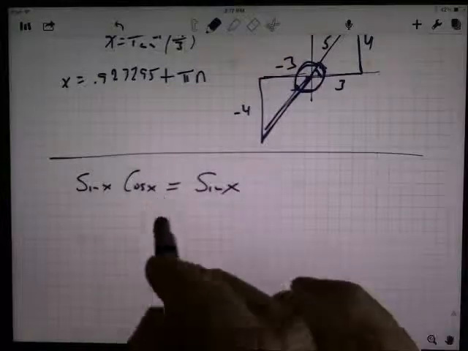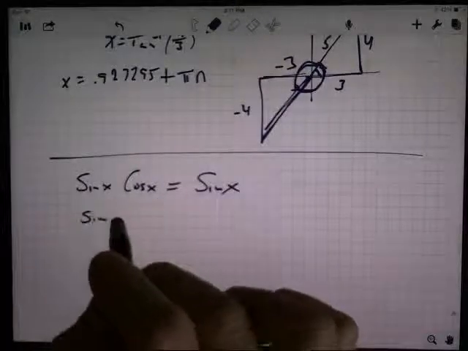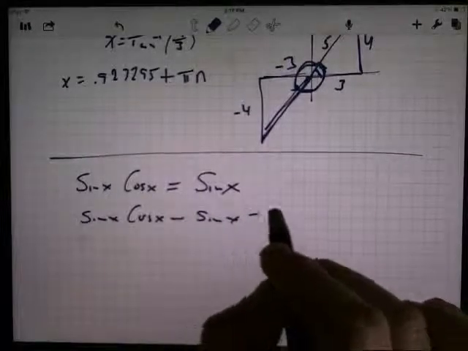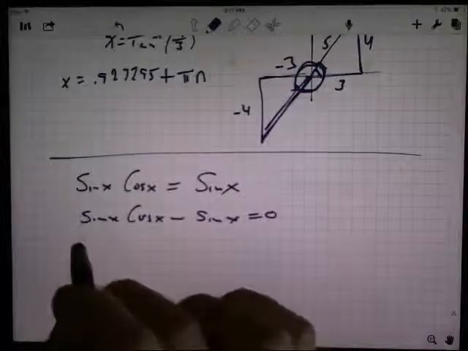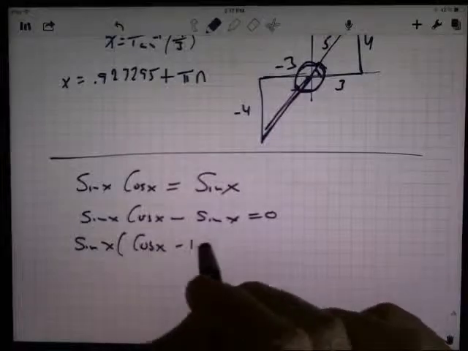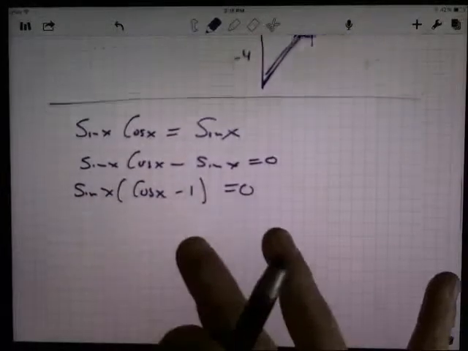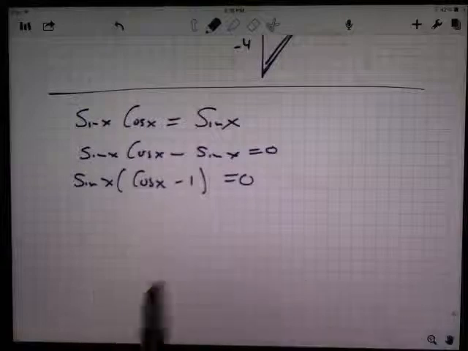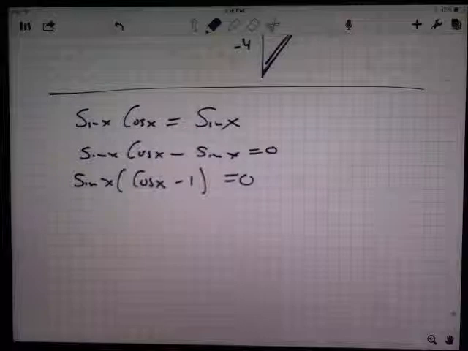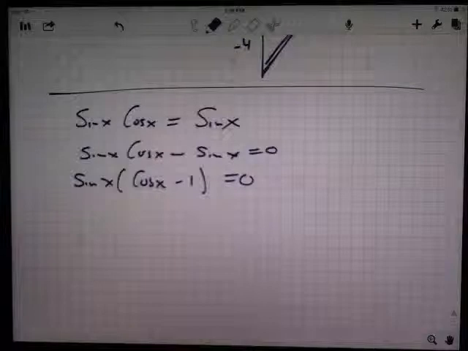Instead, let's subtract the sine x over to the other side. Sine x times the cosine x minus the sine x equals 0. Then factor the sine x out of this. This is sine x times cosine x minus 1 equals 0. And now I'm in a situation where I've got a product equaling 0. Products equaling 0 are nice because, of all the ways that you can make a product equaling 0, you know that every time, one of the two things you're multiplying is 0.